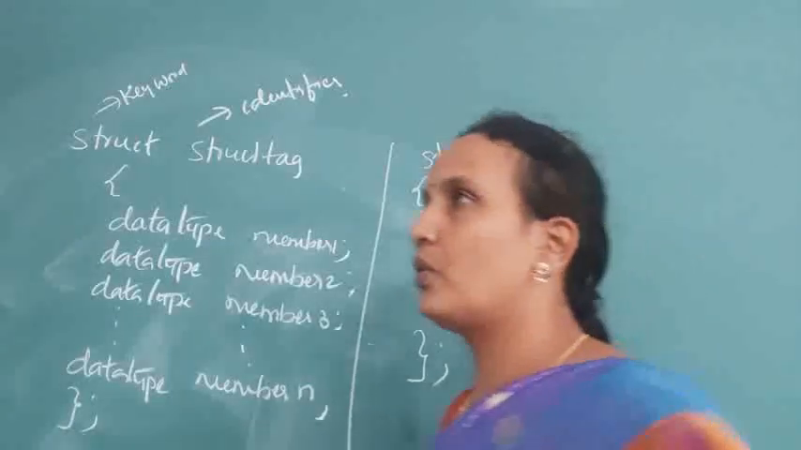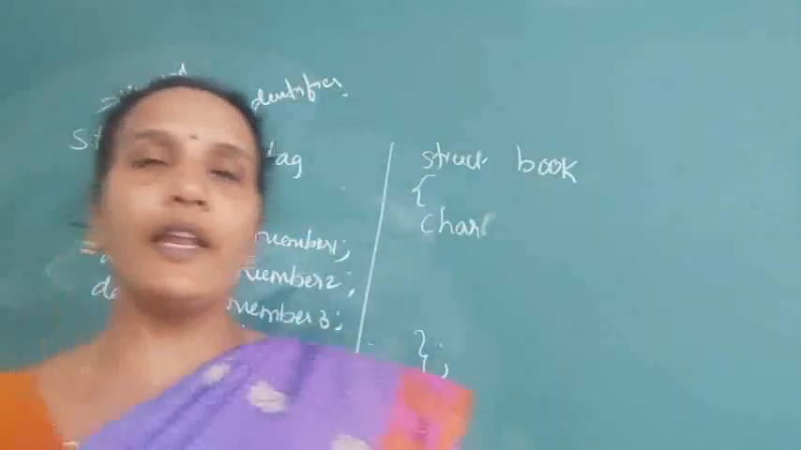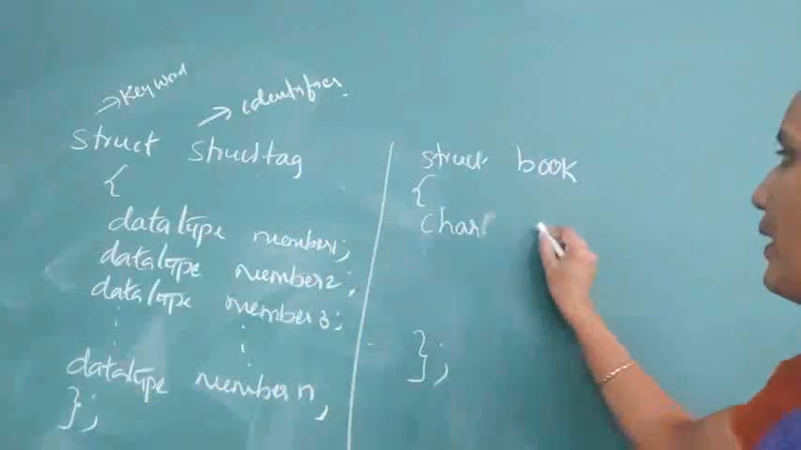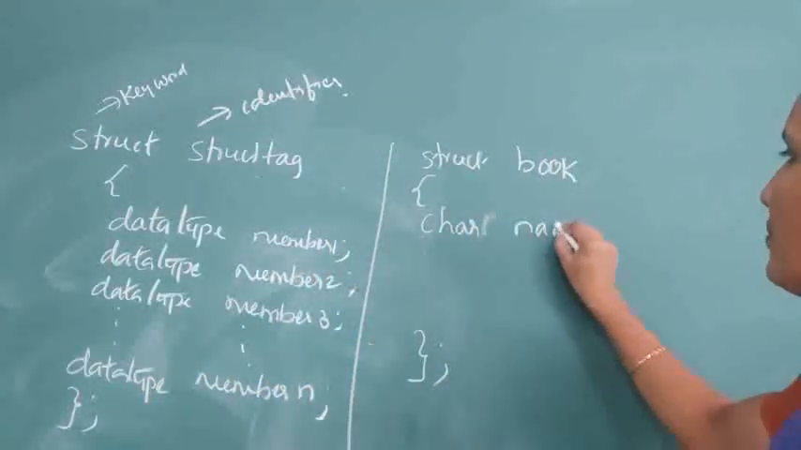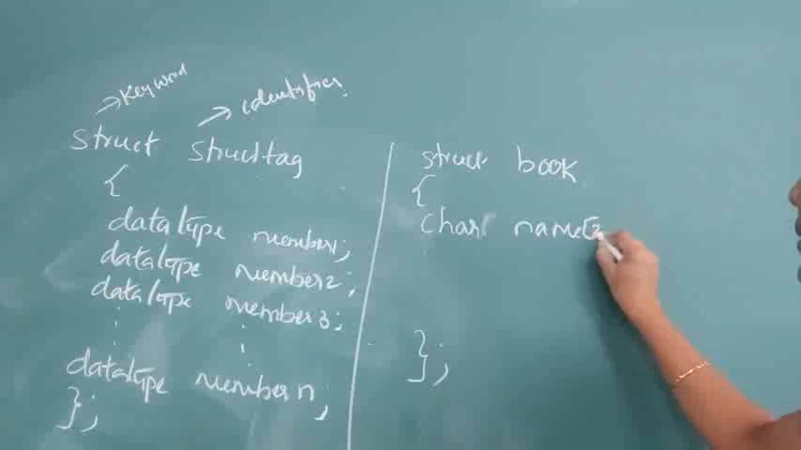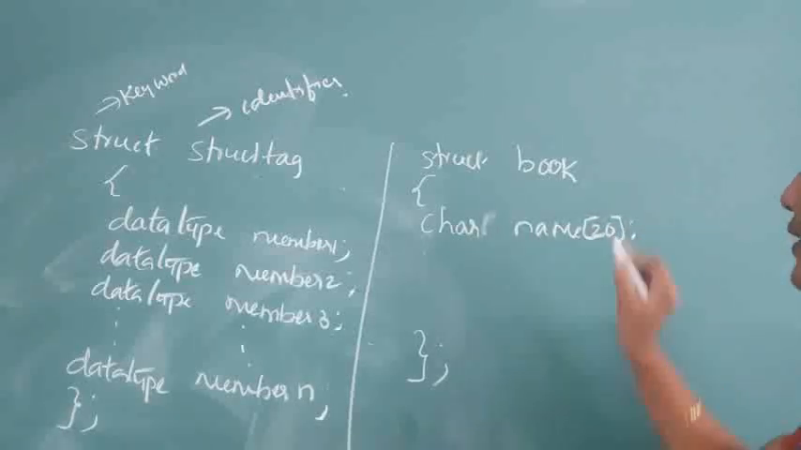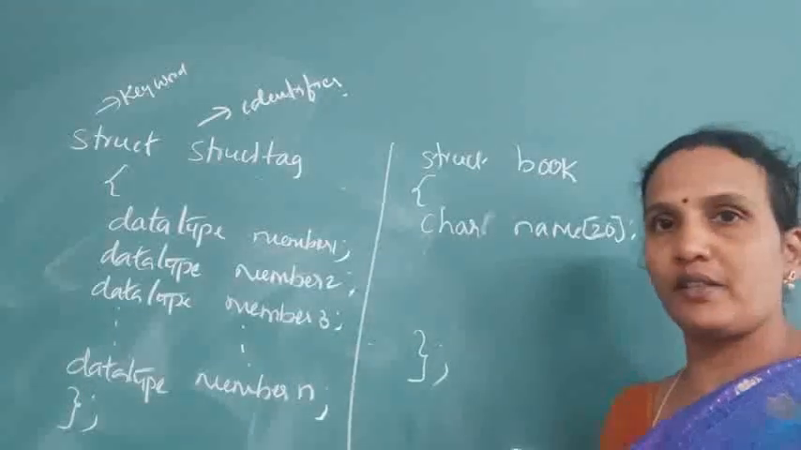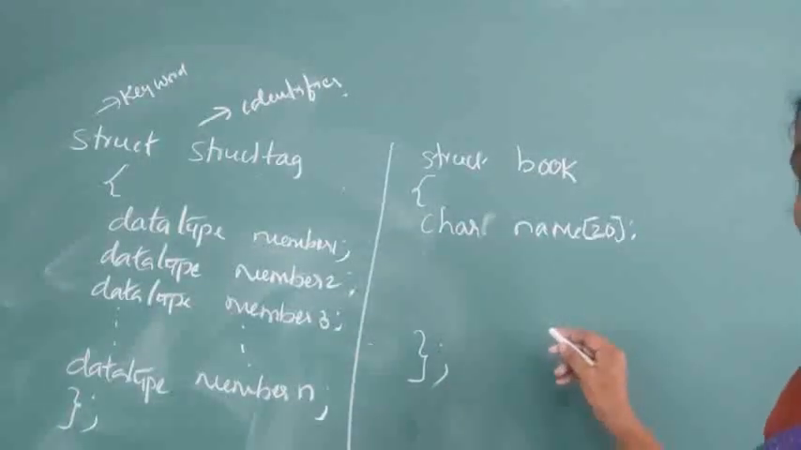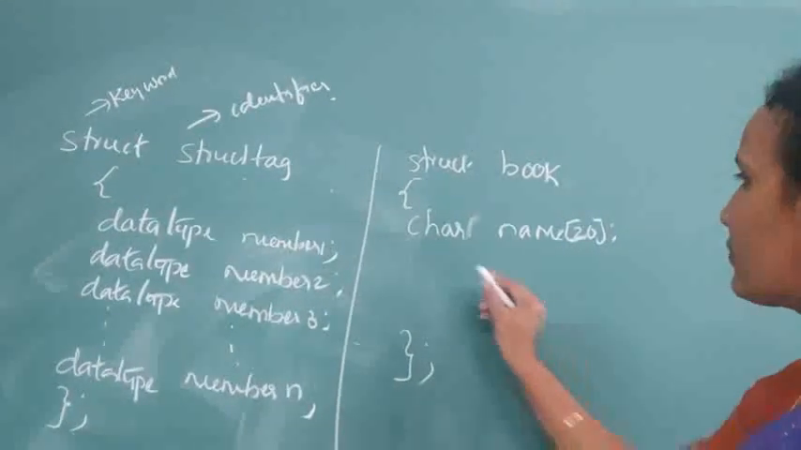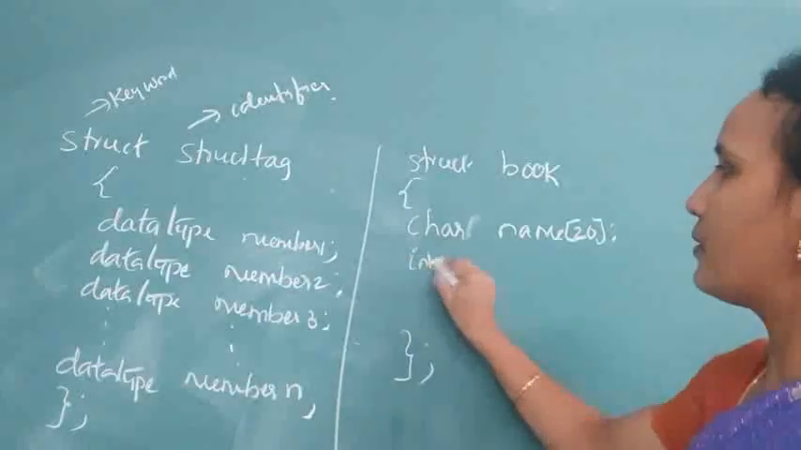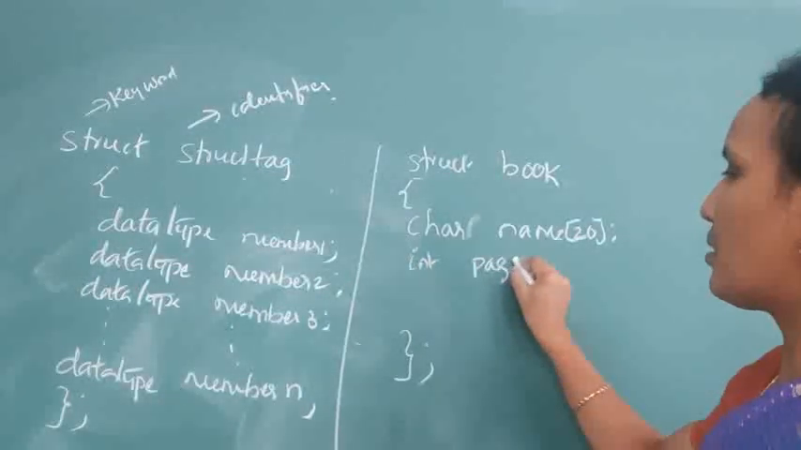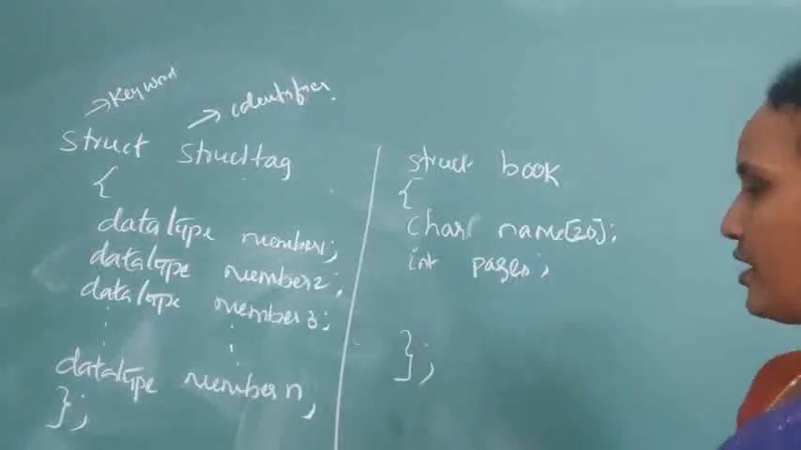Character here, what I want to give is name. See, character name, example 20. It is a character array. I want to store 20 characters. Next, what I want to give is int pages. It is an integer.